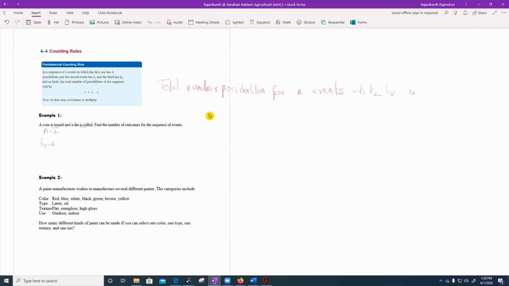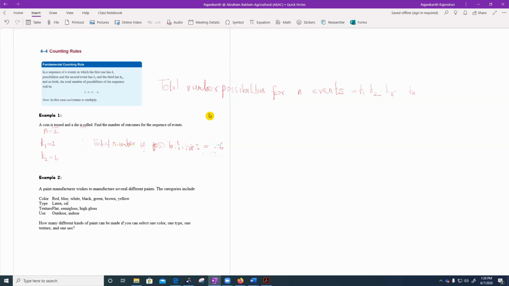Therefore, K1 is 2. Suppose we assume K2 as the number of possibilities for the second event, which is rolling a die. So there are 6 possibilities. So K2 is 6. Therefore, for the total number of possibilities for both events, simply multiply these two numbers. So that is K1 is 2 times K2 is 6. So 2 times 6, which is 12. So there are 12 outcomes in total.